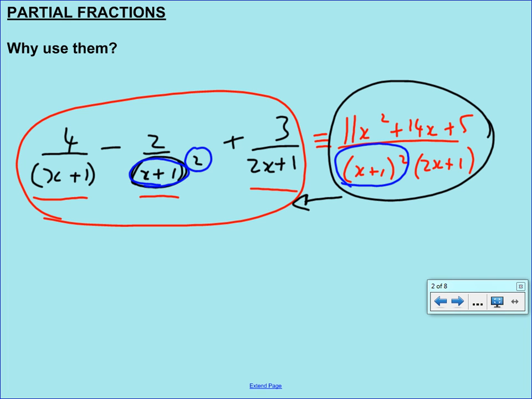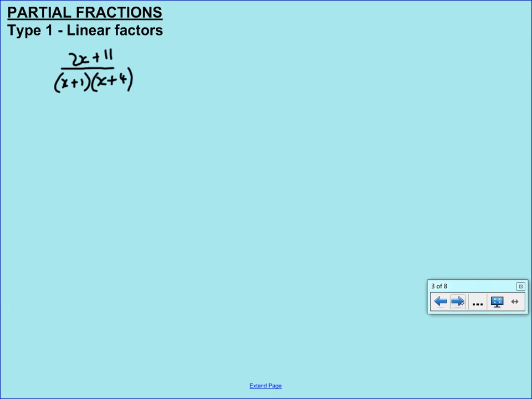But the reason why I may want to put this back into partial fraction form is that I could then integrate these things, or I could use binomial expansion on these things, which otherwise I wouldn't be able to do if it was in this form. So let's start off with the most basic example of how we would do this.